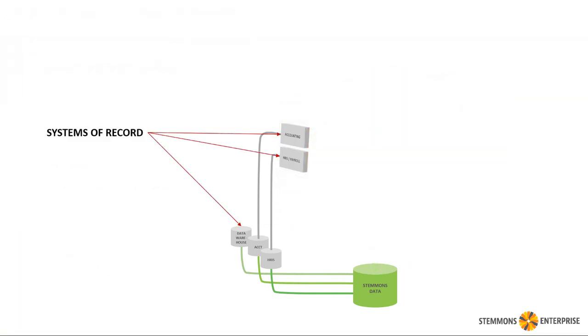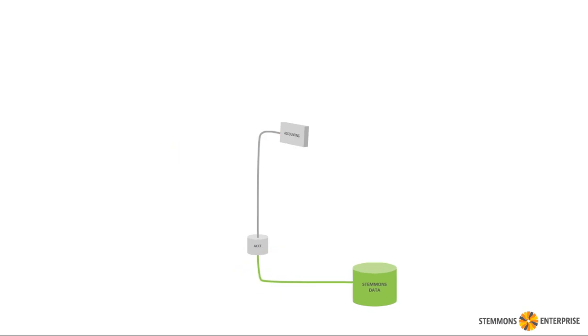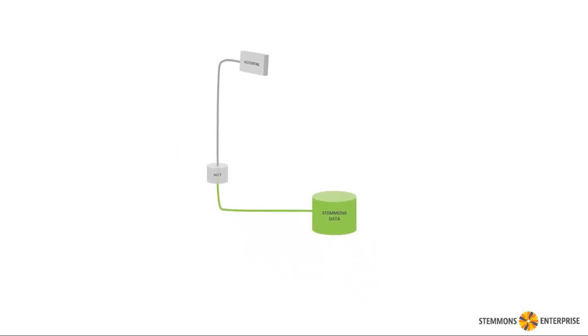So first of all, we have to define the systems of record. Then we need to define the integrations that we want to do. We're going to figure out the key systems, find the critical fields, and later find out who's the data steward for that and implement some data governance, but that's not really the focus of this conversation. When we do this, we have a number of considerations. The first is direction. In this conversation, we're really going to be talking about information moving into Stemmons. There's another version of this where we talk about information from Stemmons, but that's not really the focus here.